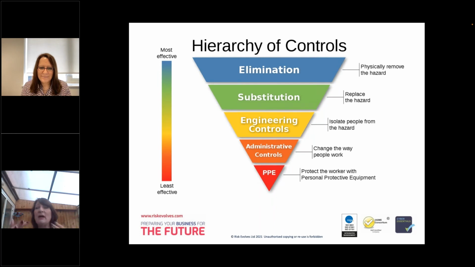Nobody has interaction with other people. Engineering controls really are things like masks. So it's really hard to police them. And then the next one down is administrative controls, which tend to be very often people's go-to controls, but always try and get higher up the hierarchy.